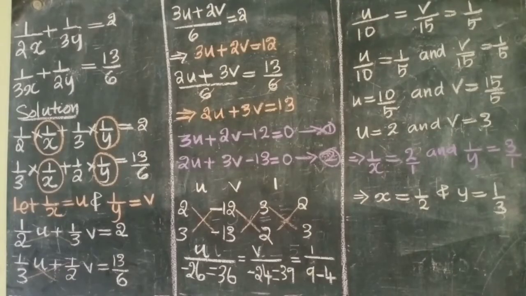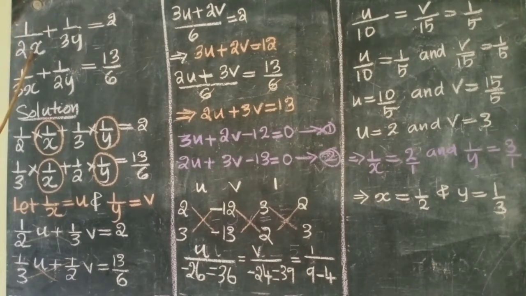Now let us discuss one more question of the same type. The question is 1 by 2x plus 1 by 3y equal to 2, and 1 by 3x plus 1 by 2y equal to 13 by 6. Here we have to rearrange the question first.